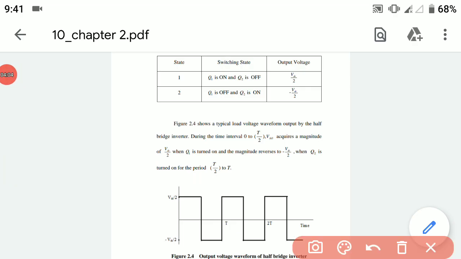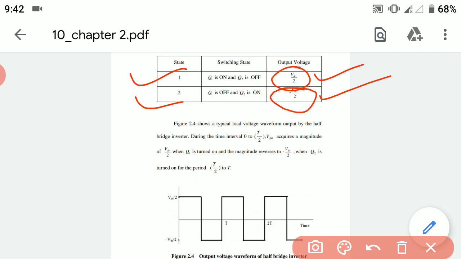So this is state 1, in which Q1 is on and Q2 is off and the output voltage will be VDC by 2. This is state 2, in which Q1 is off and Q2 is on and the output voltage will be minus VDC by 2. This is plus VDC by 2. So an output waveform will develop like this.